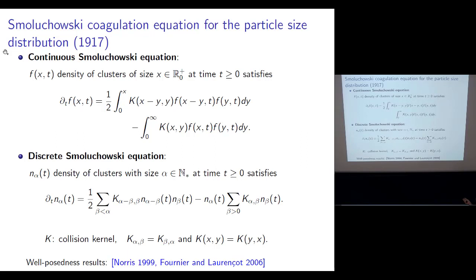We assume that the kernel is symmetric, and for specific kernels, such as the constant kernel, k equal to 1, or the additive kernel, k equal to x plus y, or the multiplicative kernel, k equal to xy, it's possible to solve these equations explicitly. In general, there are well-posedness results obtained by Norris, and then extended by Fournier and Laurençot, for some classes of kernels.